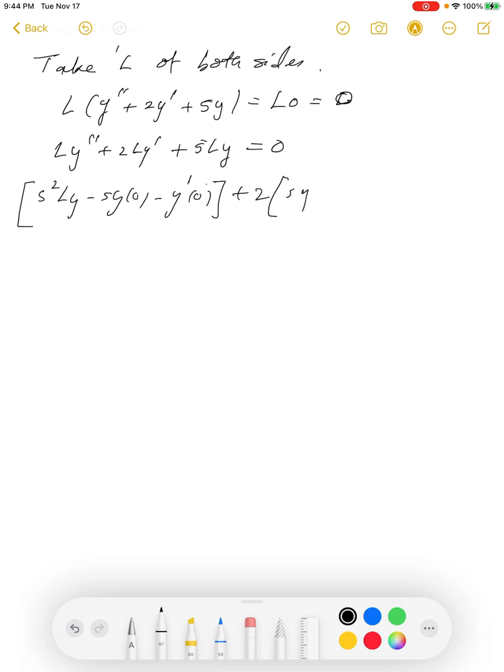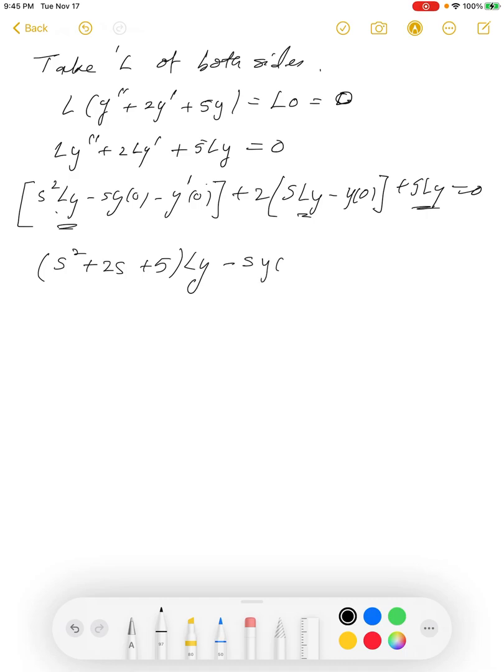plus 2 times Ly minus y0, plus 5 Ly equal to 0. So I collect the terms in Ly, pull Ly outside, so I'll be left with s square plus 2s plus 5 Ly. Then I have a minus sy0 minus y prime 0, these two terms, and then this term will be plus 2y0, and that should be 0.